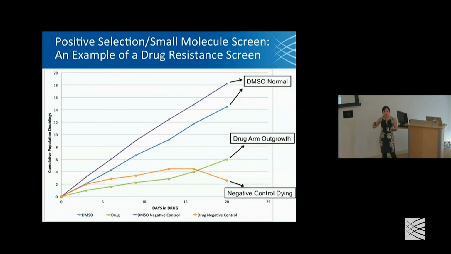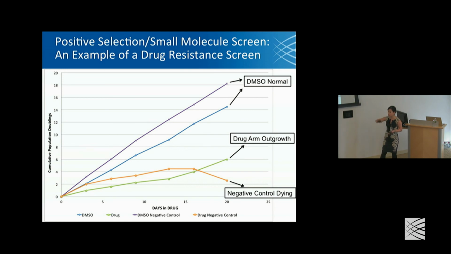This is an example of what sort of data we're going to be seeing during our screen, from all the recording we're going to do. So here we can see our DMSO arm growing as we expected. We have our DMSO negative control arm here in purple. And the negative control arm is really just an arm that we infect with virus, but no perturbations in there. So it's just showing us what's happening. Here in the orange, we have our drug negative control arm, and we can see that it's starting to die off at this point over here. But our drug arm over here in the green is showing resistance and outgrowth.